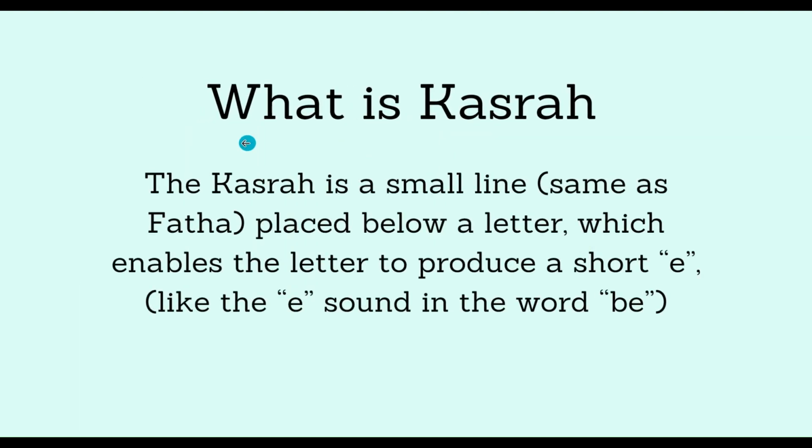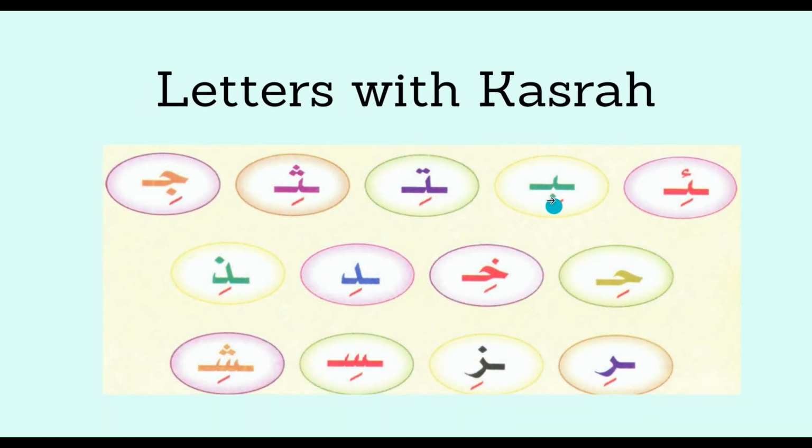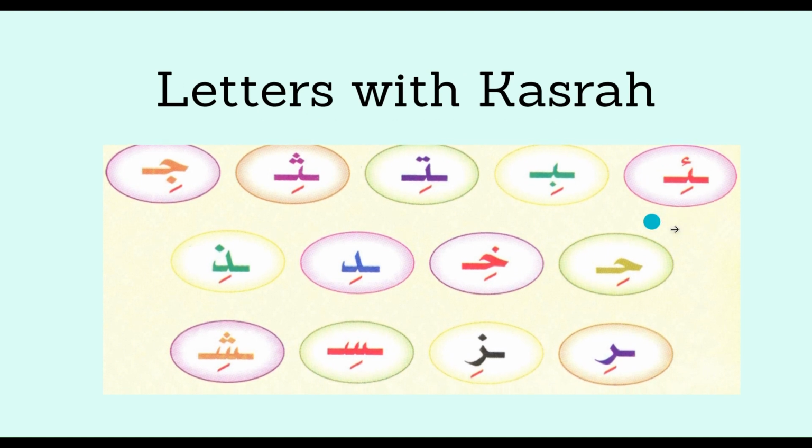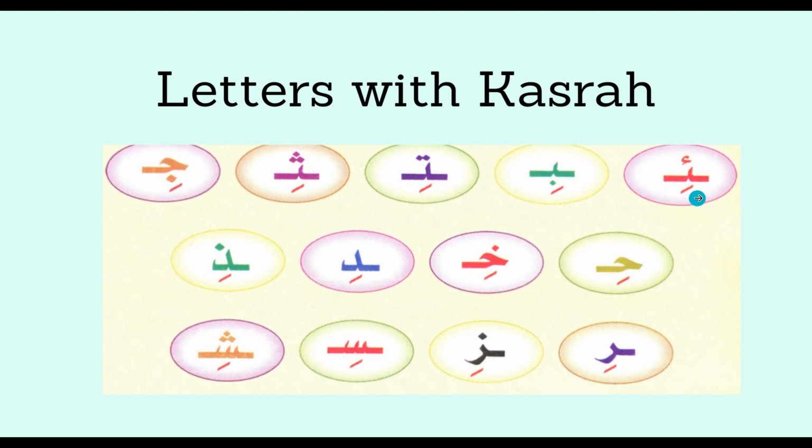What's Kasra? Kasra is a small line, same as Fatha, placed below a letter, which enables the letter to produce a short E, like the E sound in the word be. Let's see what it means. As you can see, it's a small line that comes on the bottom, below the letter. So all of these are kasra. Those are some examples of the letters with kasra, and kasra makes us produce the sound E with the letter.